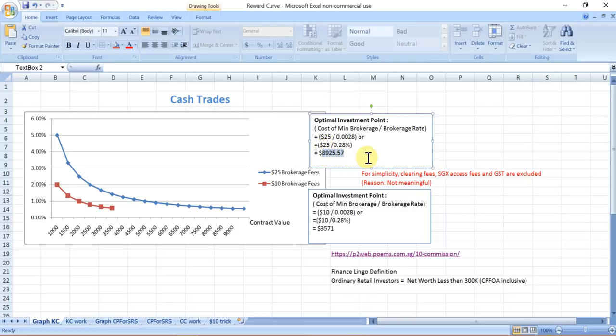That is to say that at about the 8,900 region, this curve is less flat going forward. As for the $10 promotion rate, similarly, you just use $10 divided by 0.28%, which works out to 3,571. But of course, you cannot tap on the promotion rates over here. So generally, you can just trade around the region of 3,000 to 3,005, because at that region, the cost of the investments works out to be less than 1%.